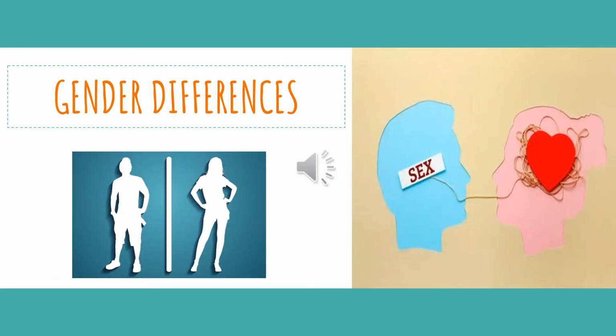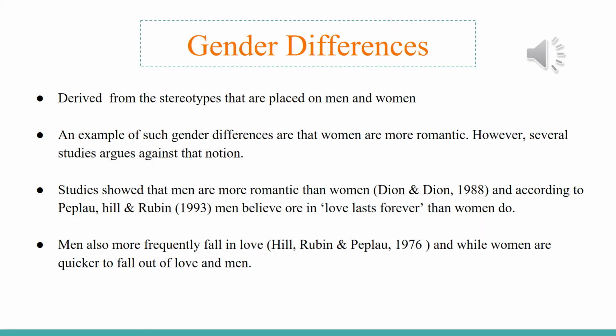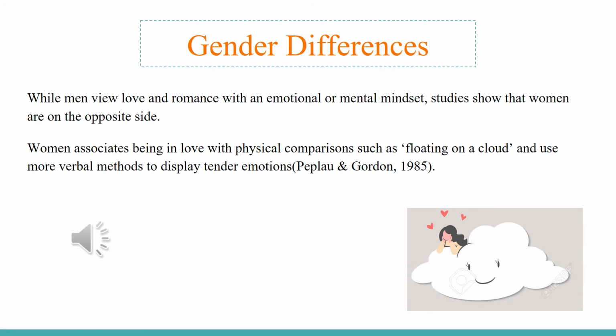Gender differences. Does gender dictate the way we express love? Stereotypes typically state that women are more romantic than men. This is scientifically not true when in actuality, men are the more romantic gender, and men tend to fall in love faster. On the other hand, women oftentimes associate being in love with physical comparisons. Example, floating on a cloud or falling in love.